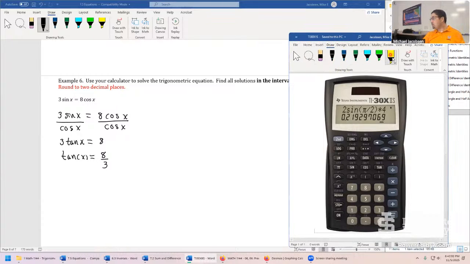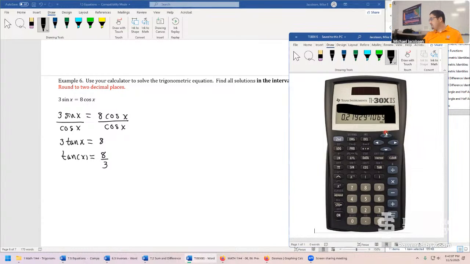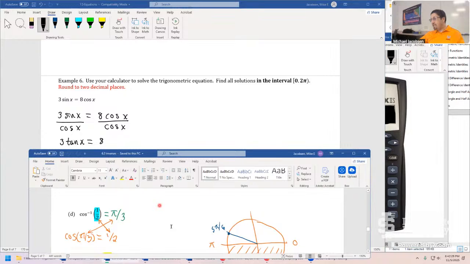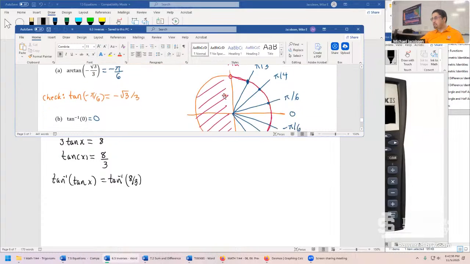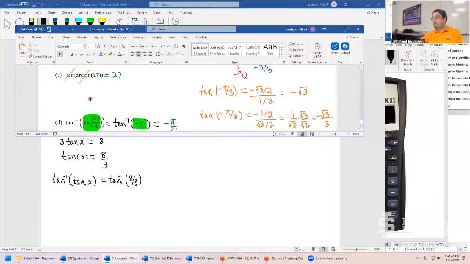So here's what this is going to look like on the calculator. First, let me wipe out this stuff. Back over here, what the algebra looks like is you take tangent inverse of both sides. So it goes tangent inverse of tangent x equals tangent inverse of 8/3. And the reason we take that step is back here in the inverse function land, let's scroll to something similar. There's a particular cancellation that happens with the function and its inverse.